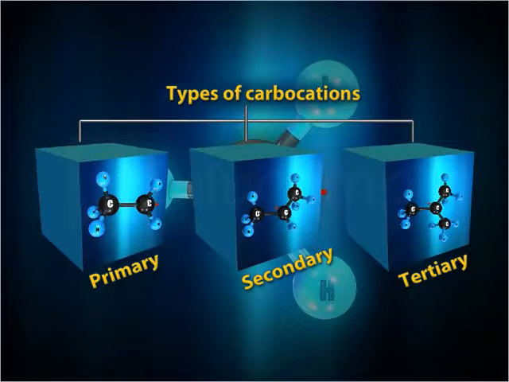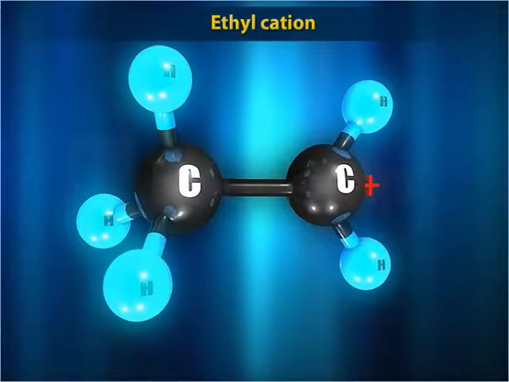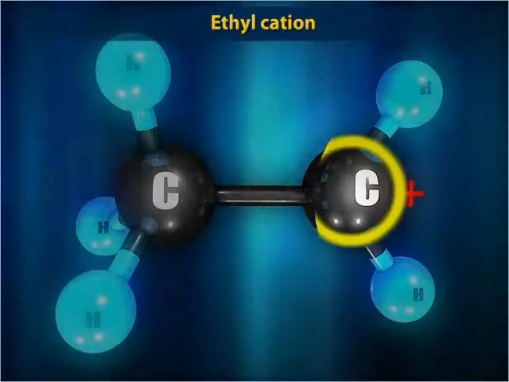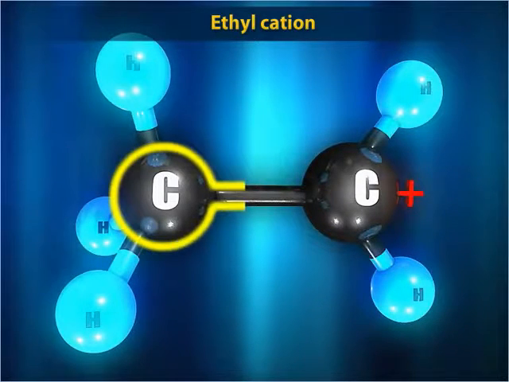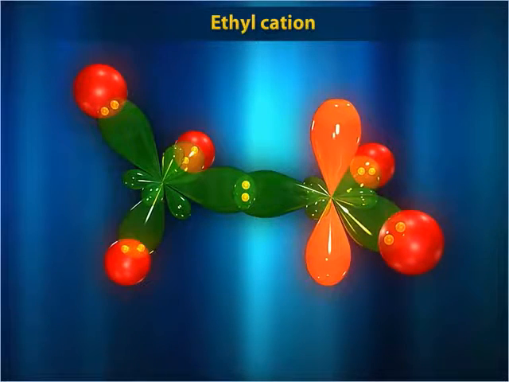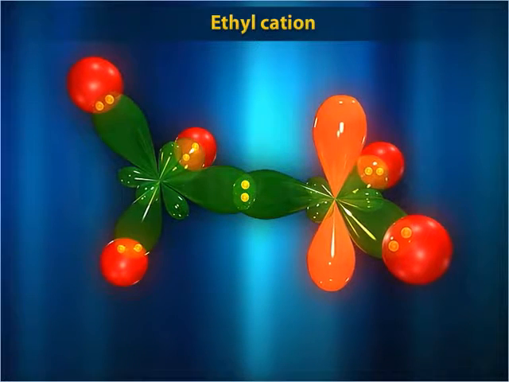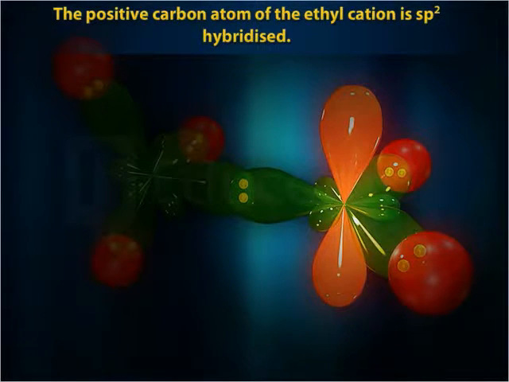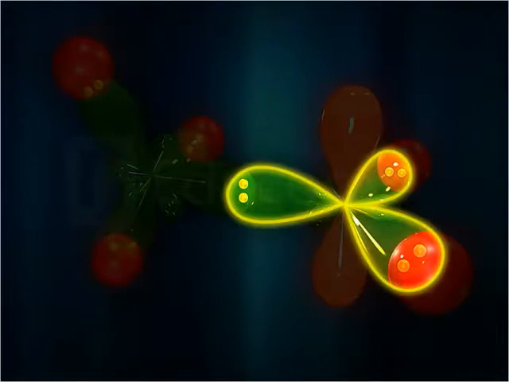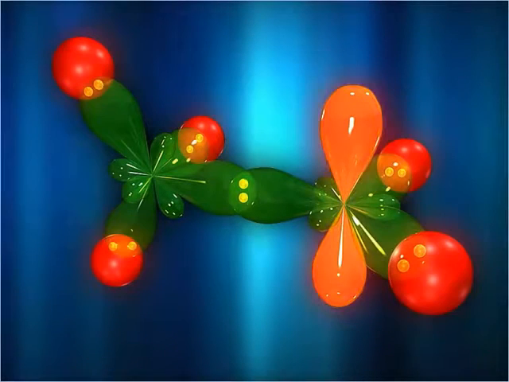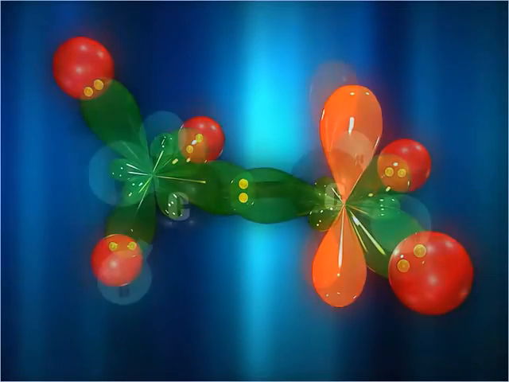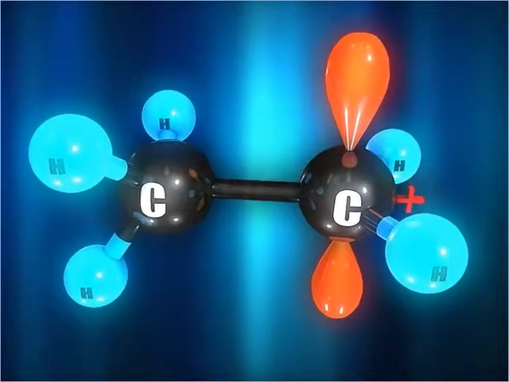First is primary carbocation, ethyl cation, which contains the positive carbon atom linked to 2 hydrogen atoms and 1 carbon atom of methyl group. The positive carbon atom of ethyl cation is sp2 hybridized. It contains 3 sp2 hybridized orbitals and 1 unhybridized empty p orbital. 3 sp2 hybridized orbitals form sigma bonds, 2 with 2 hydrogen atoms and the third one with carbon atom of the methyl group. The unhybridized p orbital lies perpendicular to the plane of the sigma bonds.